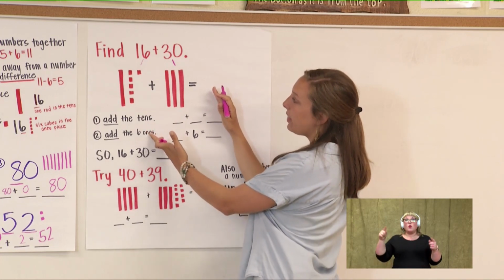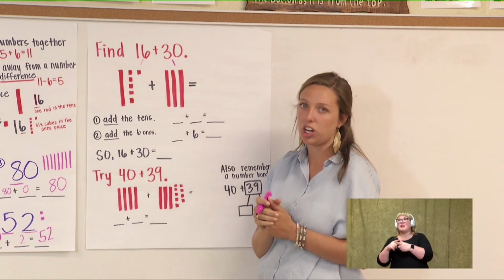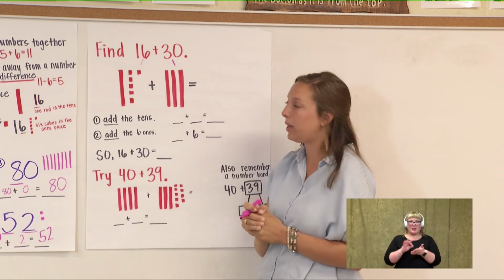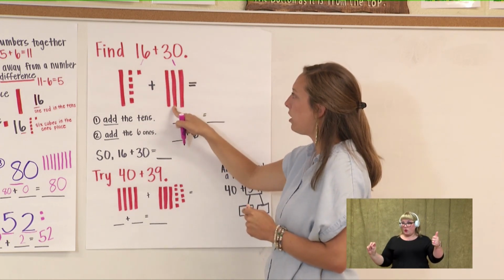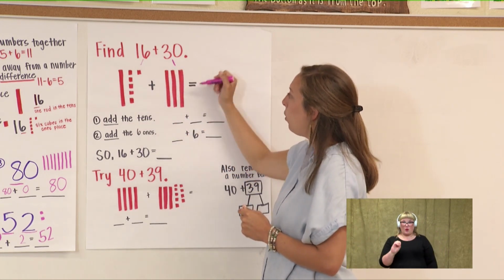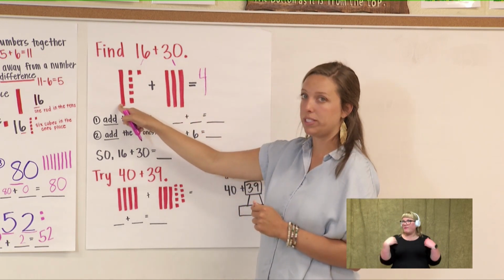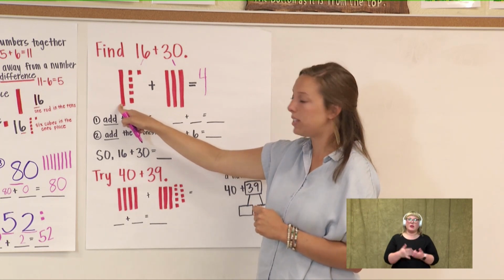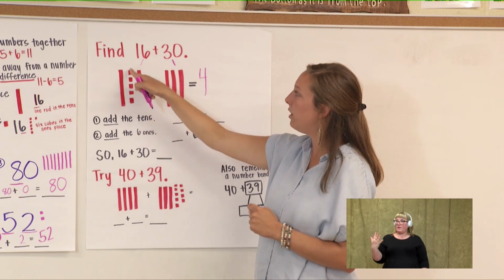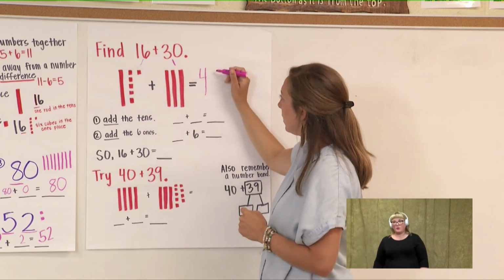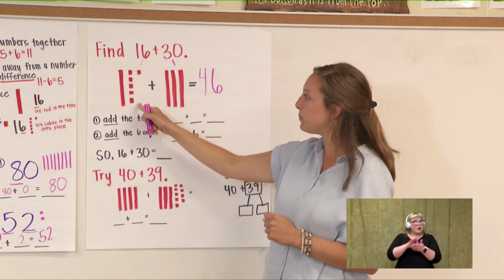When you add these together, we're going to count the tens and then the ones for this strategy. So count with me. 10, 20, 30, 40. We counted by tens because the rods represent 10. Now let's count the ones. 1, 2, 3, 4, 5, 6. 6 is in the ones place. We counted by ones for the cubes.